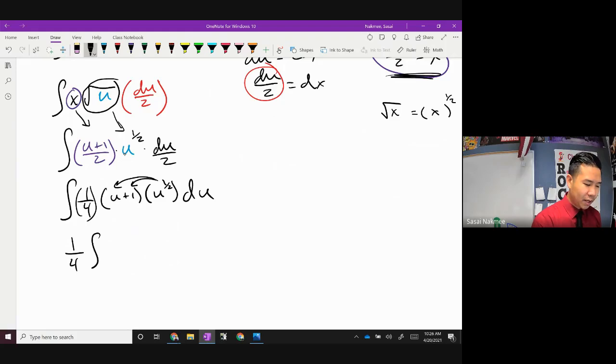u to the 1/2 times u is the same thing as saying u to the first power times u to the 1/2 power. Do you guys know what you do with exponents when you multiply things with the same bases together? You add them. That's right. So this is going to become u to the 2 over 2, which is the same thing as 1. So this is going to be u to the 3 over 2 plus u to the 1/2 du.